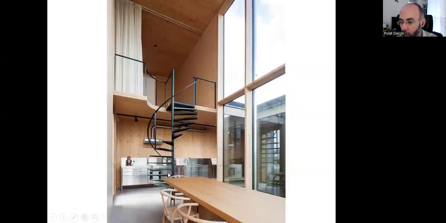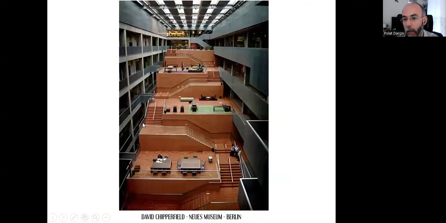Stairs are something like that. You don't spend time in a staircase. You don't stand here for a while and watch something, a nice view, or read a book. It kind of creates a non-space. However, if we design it in a different way, and that's one of the good examples of David Chipperfield.